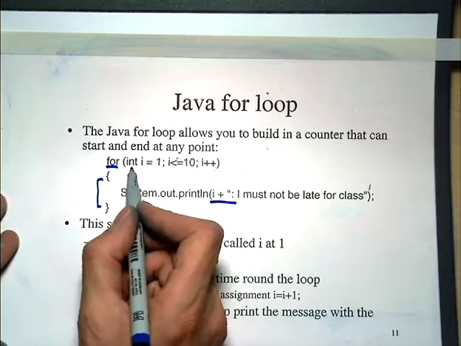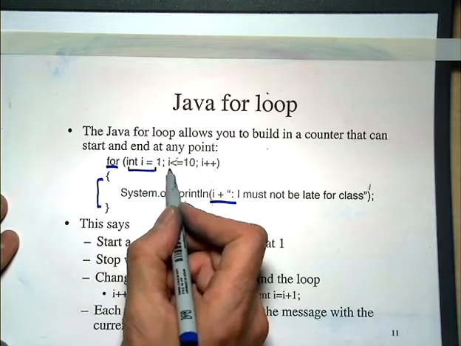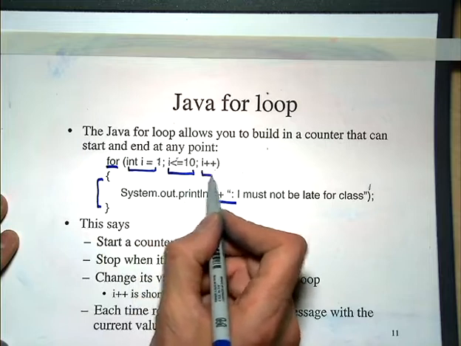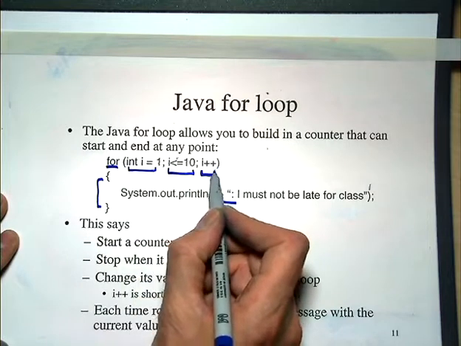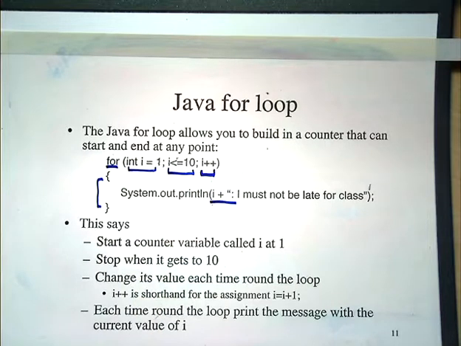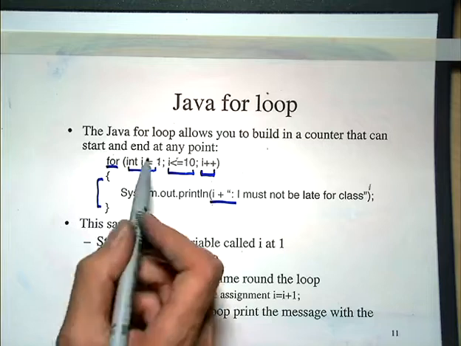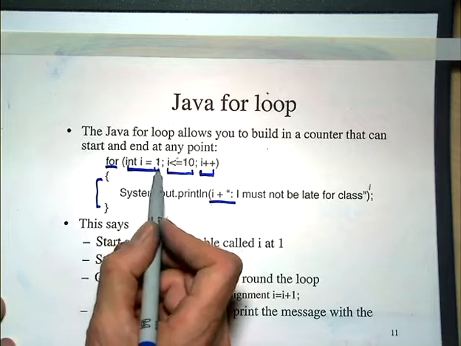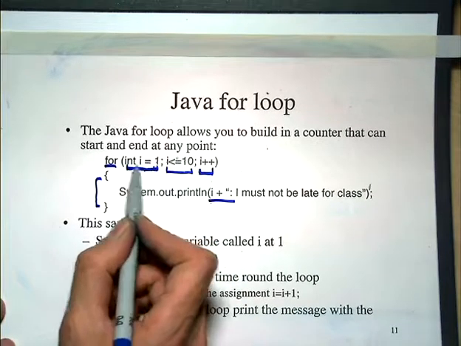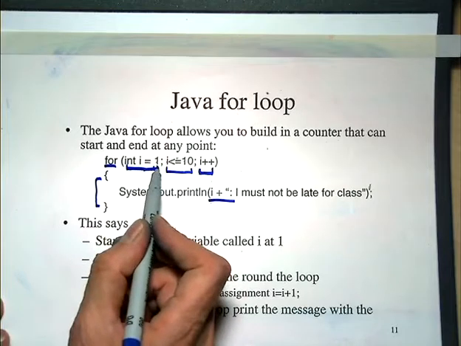So now what we put in the brackets is actually these 3 separate statements, or actually 2 statements and an expression, that are there to keep track of the variable. So what this says is the variable counter in this for loop will be called i, it's an integer, and will start its value at 1.